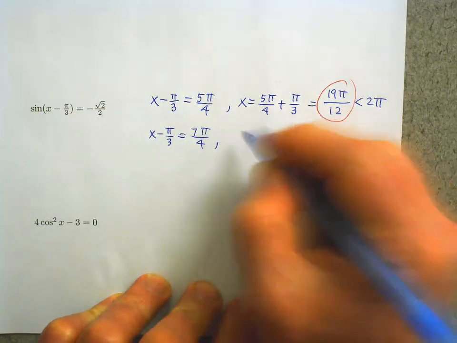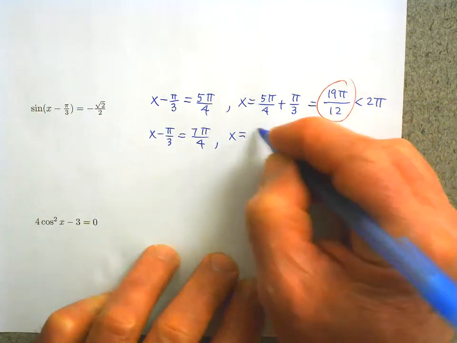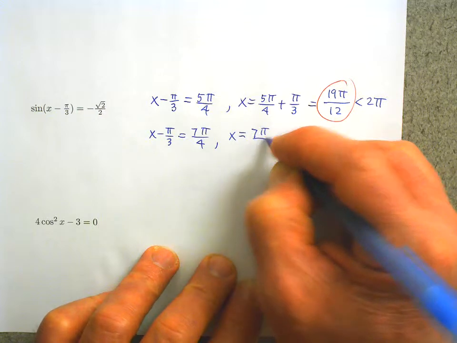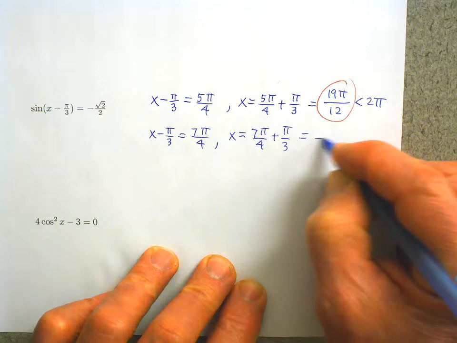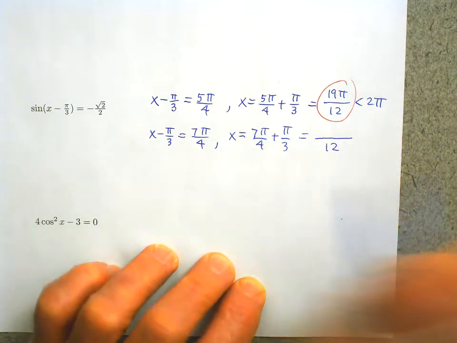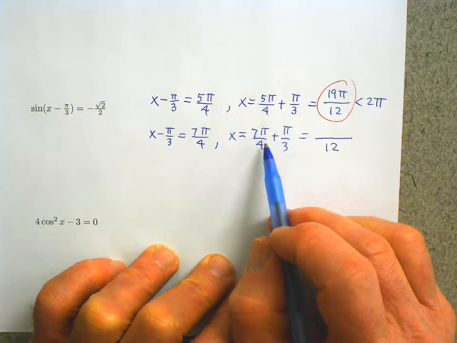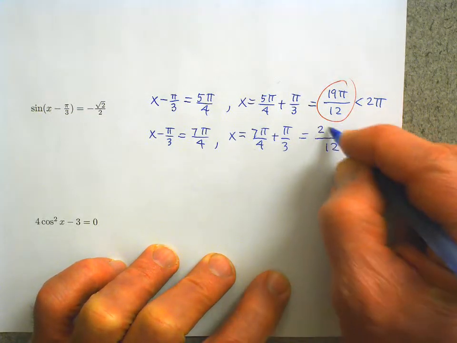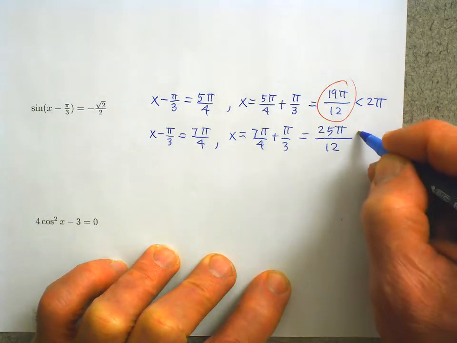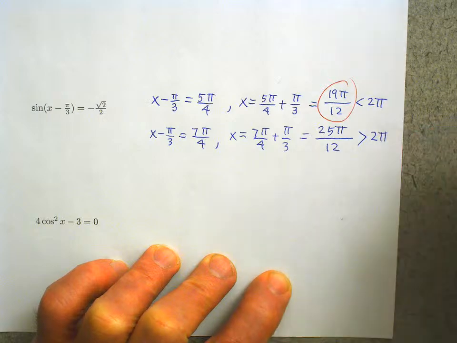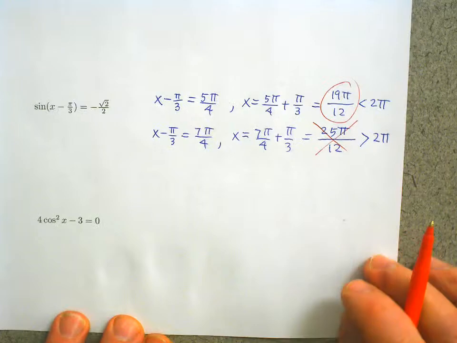Then the next one we add 7 pi over 4 to pi over 3. Common denominator is 12 again. So in the numerator, 3 times 7 pi is 21 pi, plus 4 pi is 25 pi. But 25 pi over 12 is greater than 2 pi. So we cannot list that as a solution.